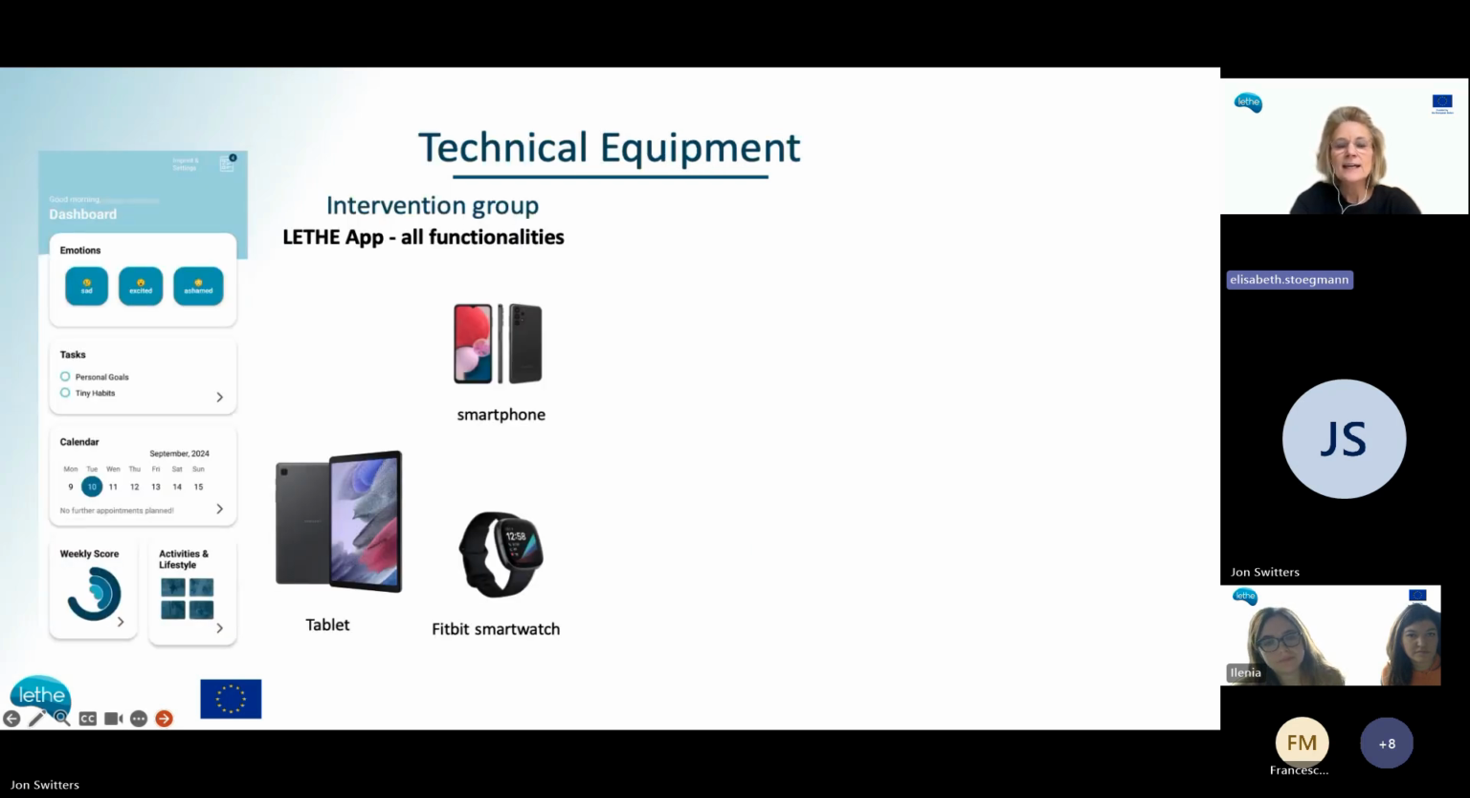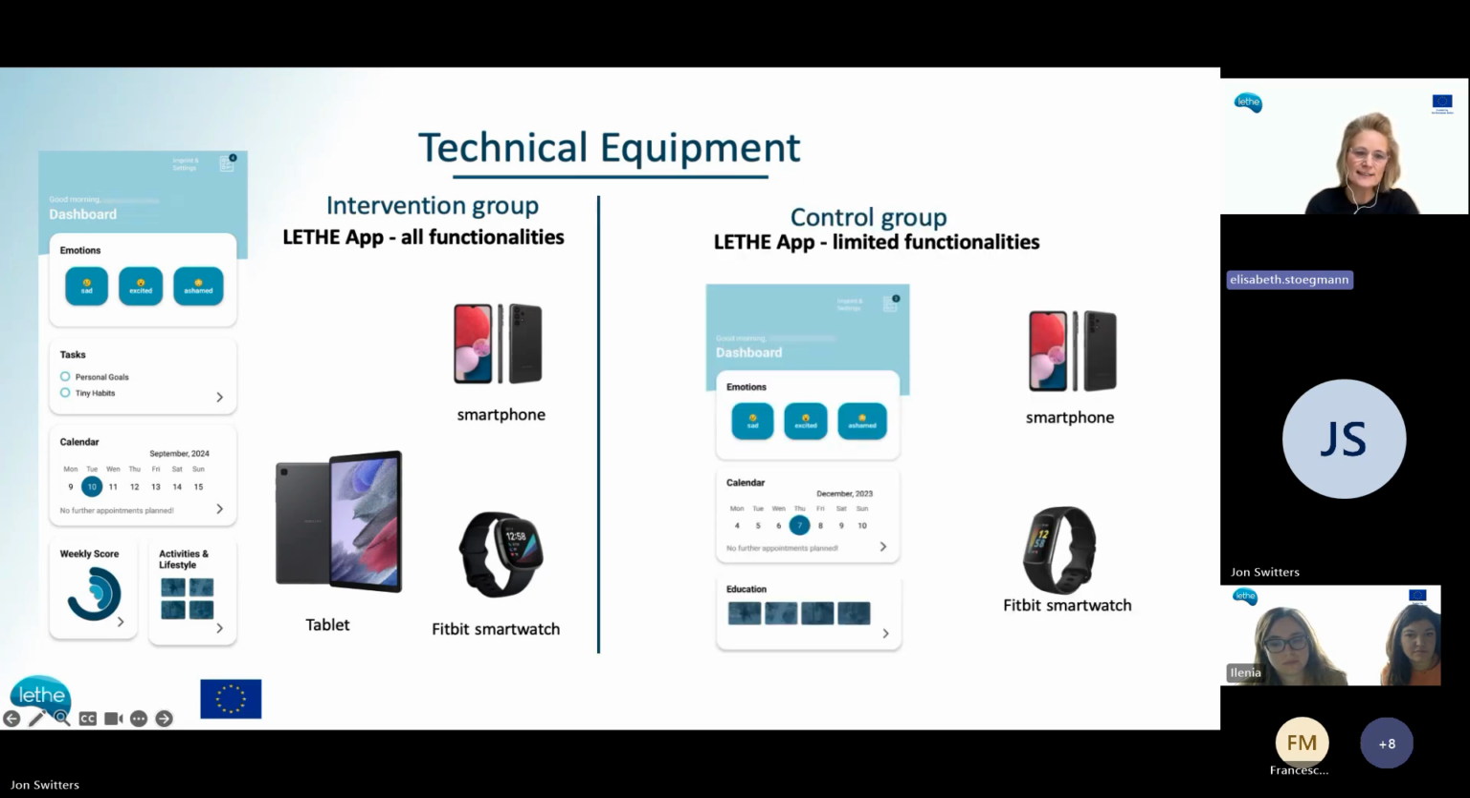Next slide. This was the technical equipment. I think in the last webinar, maybe there was already more information about this, but the intervention group had the Lethe app on the smartphone, or also accessible on a tablet, which was provided for the participant if necessary, and could access all the functionalities of the Lethe app. You can see it on the left side. And they also received a Fitbit smartwatch. And the control group on the other side only received an app that came with only limited functionalities. They couldn't make use of every function we included in this. Next slide, please.